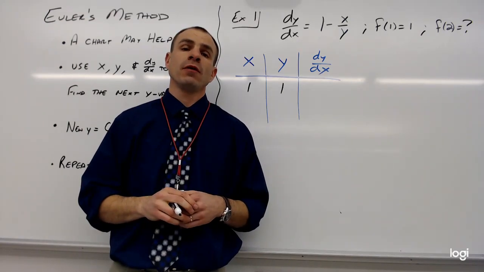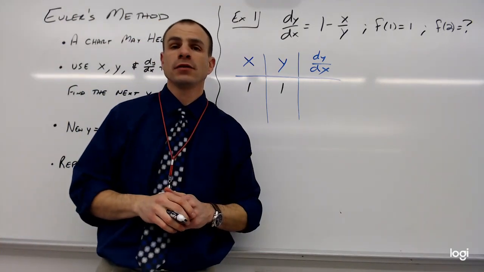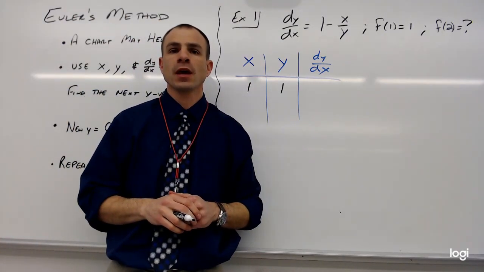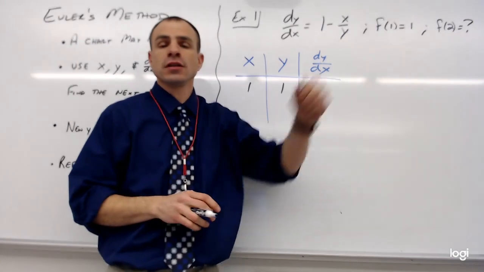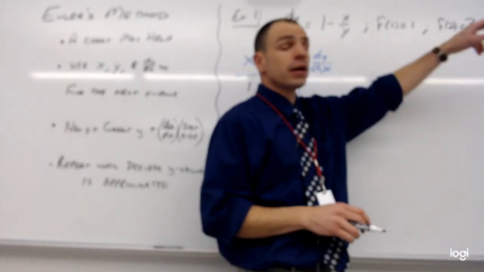Let's do one more example involving Euler's method. This time dy/dx is equal to 1 minus the quantity x divided by y, and the initial condition is that it goes through the point (1, 1). We're interested in finding the function's value at 2.